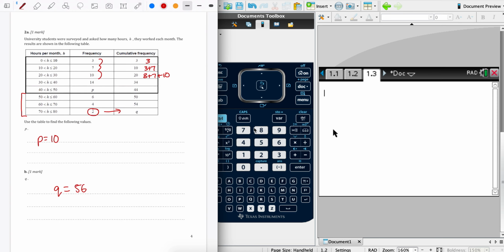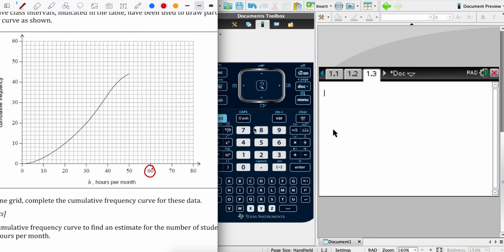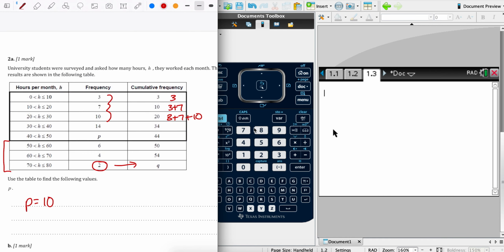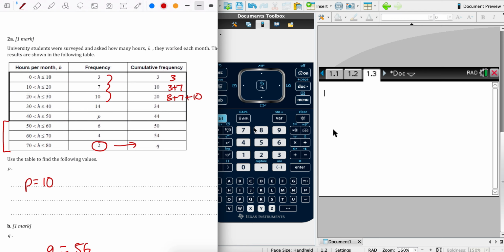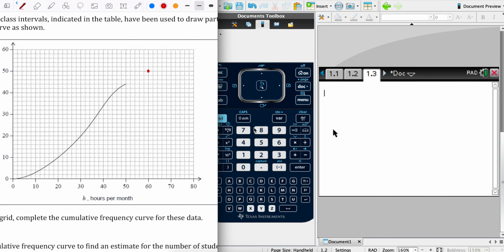So the first one is going to be plotted at 60, and it's got a cumulative frequency of 50. So 60 and a cumulative frequency of 50. So that's here. The second one is going to be 70 for the upper bound, and it's plotted at a cumulative frequency of 54. So 70 and 54. So these go up as 2's, and therefore we want this value here. And then the last one was 80, and it goes up to 56, which is here.